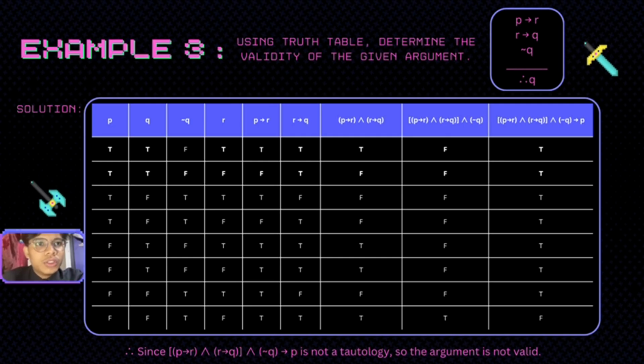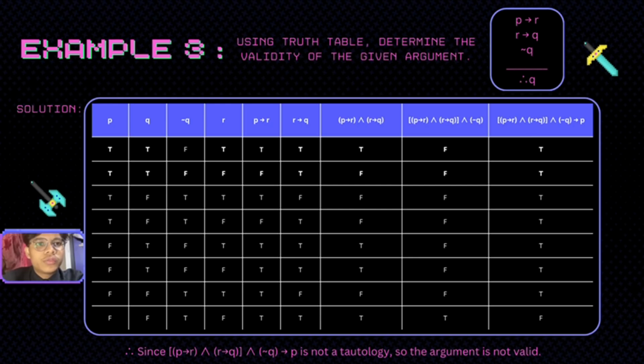So the example 3, using truth table, determine the validity of the given argument. Premise 1, P implies R. Premise 2, R implies Q. Premise 3, negation Q. Conclusion is Q. Solution, P, true, true, true, true, false, false, false, false. Q, true, true, false, false, true, true, false, false. R, true, false, true, false, true, false, true, false.